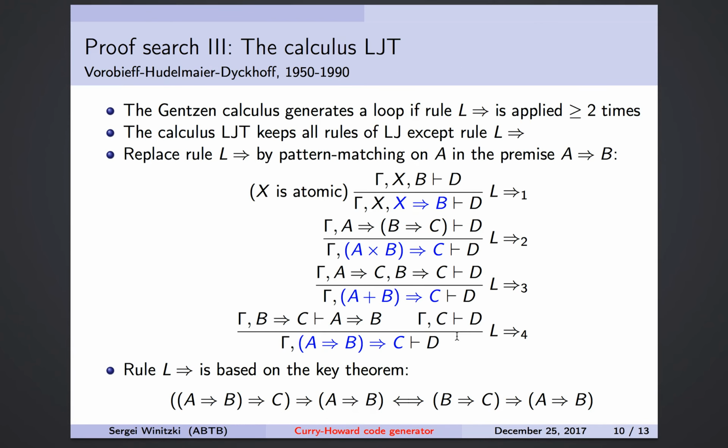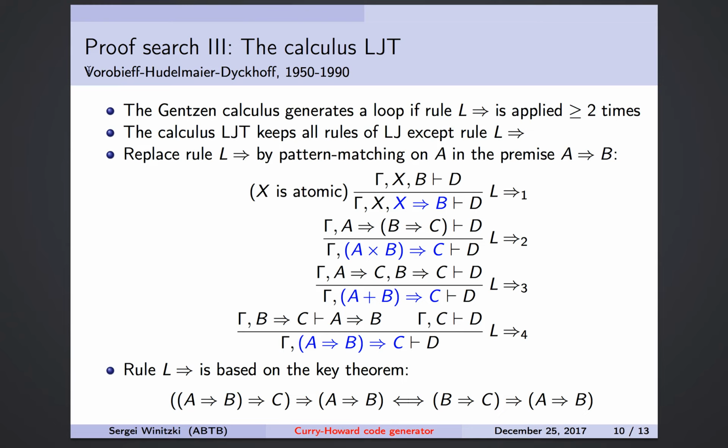Now, one problem with the Gentzen calculus is that it generates a loop. So we have just seen that when we tried to prove that statement, that sequent. As soon as the rule of left implication is applied more than twice, you get the same sequent back. And that's a loop, and you don't know what to do. Maybe you're doing something wrong, but it seems like you can apply this rule, so why not? So this complicates things.